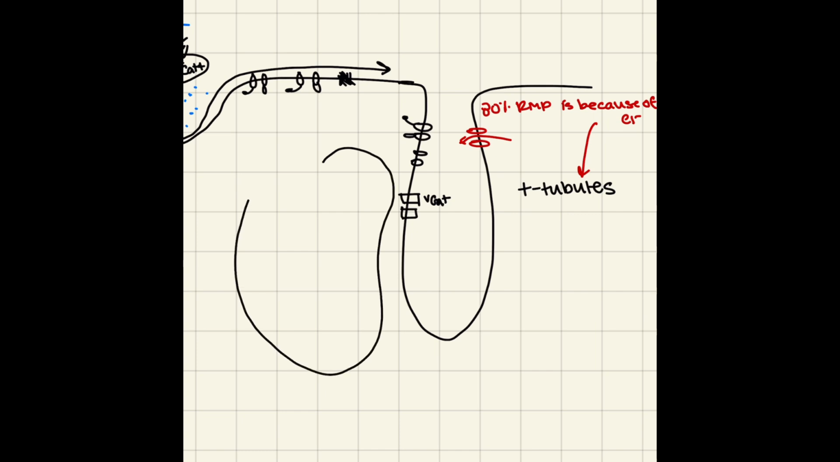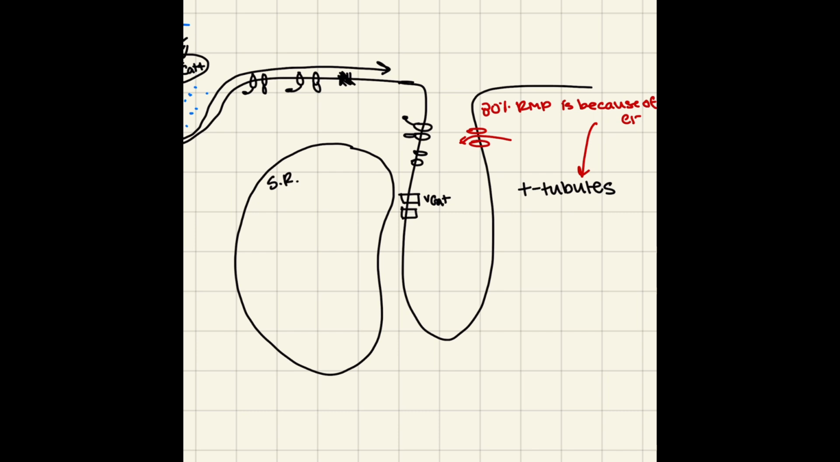So then, right next to the T-tubule, we have something called the sarcoplasmic reticulum. And the sarcoplasmic reticulum is basically the muscle version of an endoplasmic reticulum. In fact, it is the endoplasmic reticulum of a muscle cell. We just call it the sarcoplasmic reticulum so that we know we're talking about a muscle.